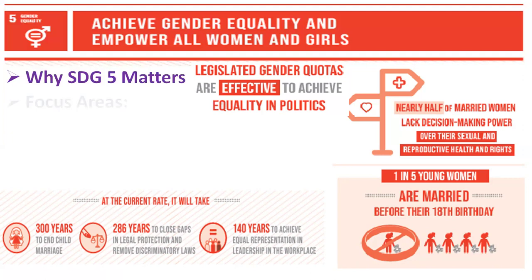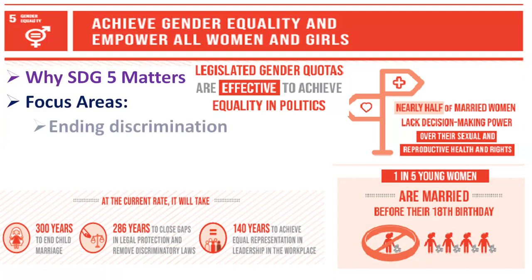Then the focus areas for SDG 5 are, number one, ending discrimination: remove legal, social, and economic barriers that perpetuate gender inequality, and enforce laws and policies that promote equal rights for women and girls in areas like education, work, and property ownership.